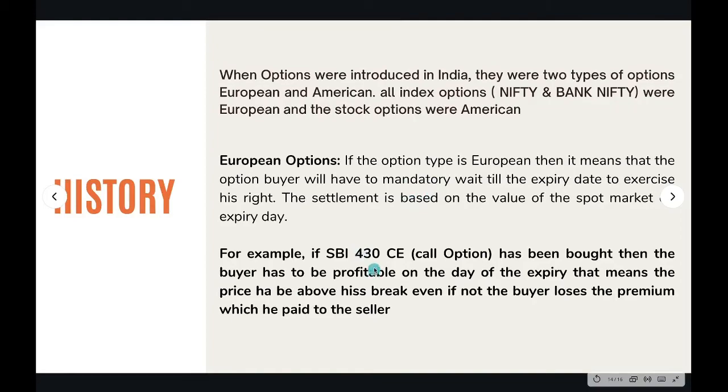For example, if an SBI 430 call option has been bought, then the buyer has to be profitable on the day of expiry. That means the price has to be above his break even. If not, the buyer loses the premium he has paid to the seller. So it is mandatory on the expiry day for 430 that the spot price should be above this particular strike, that means 440 or 450, in order for him to be in profit. Else he'll lose the complete premium. Simple.